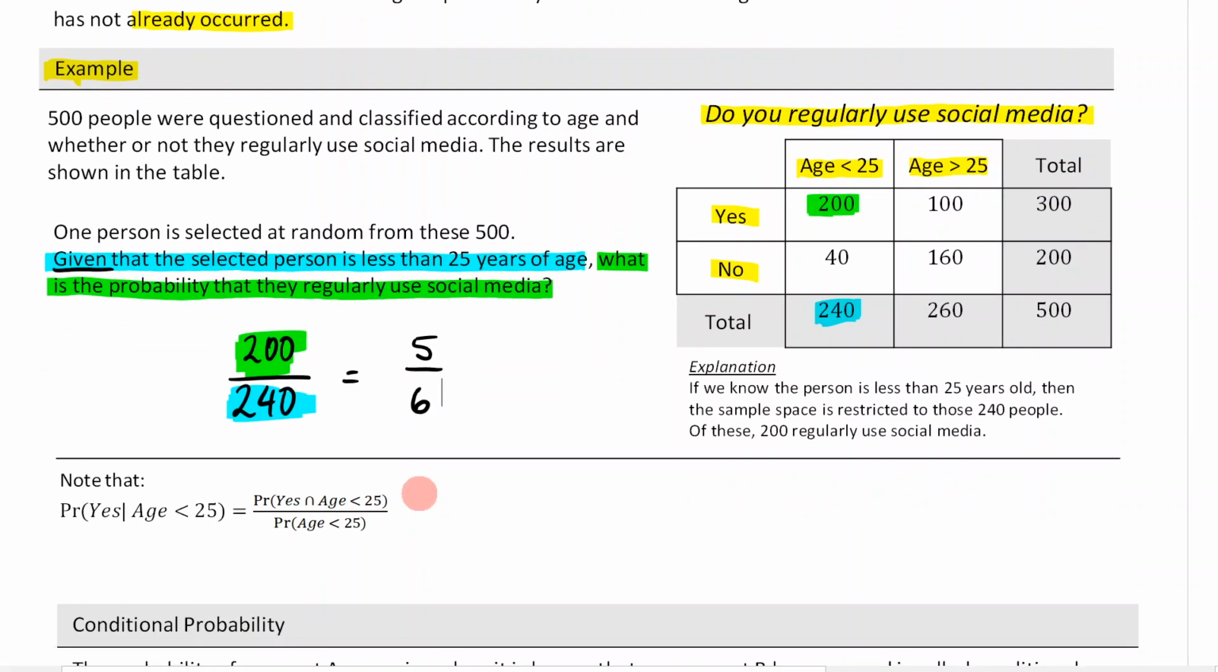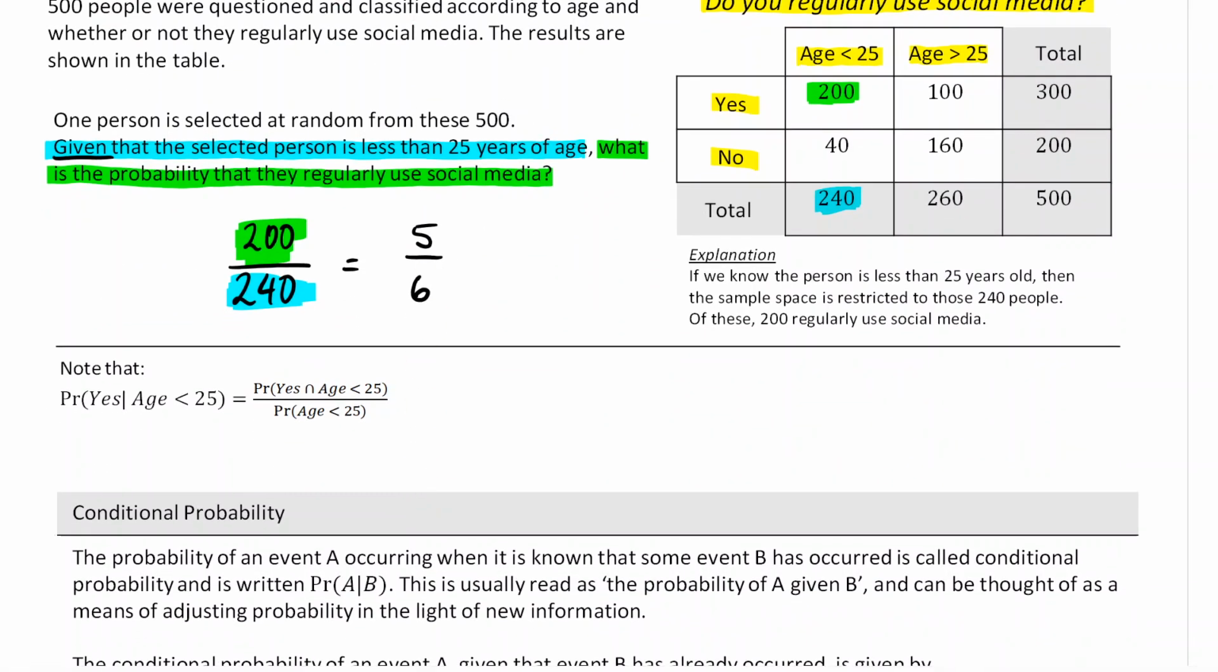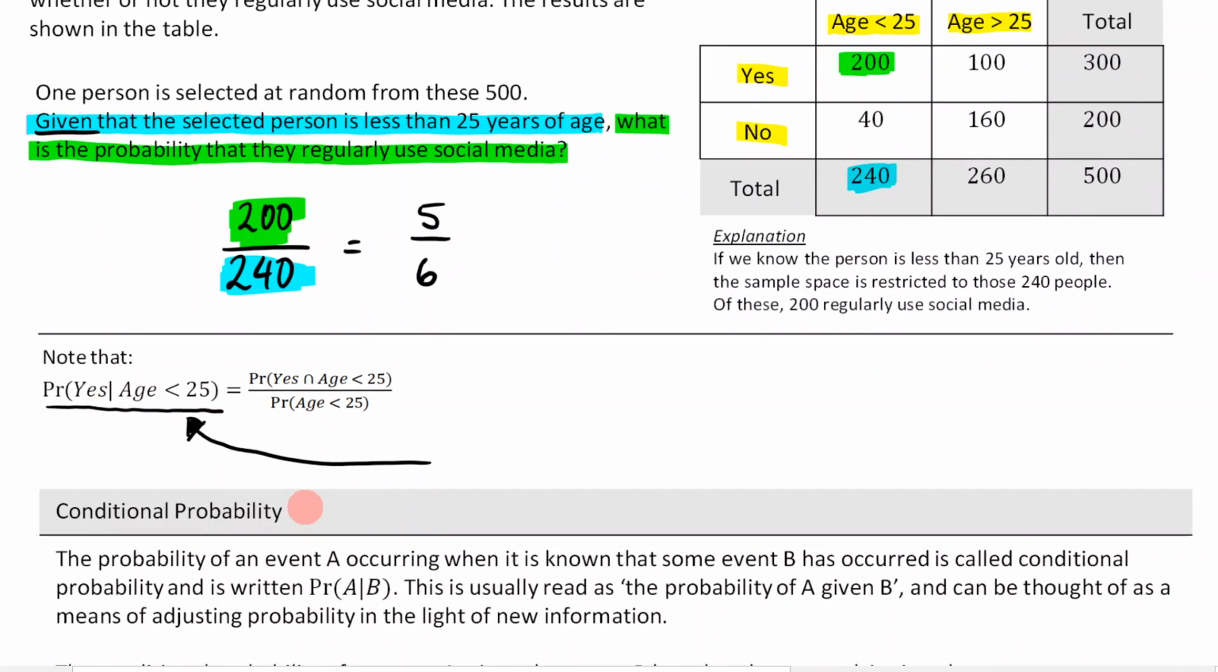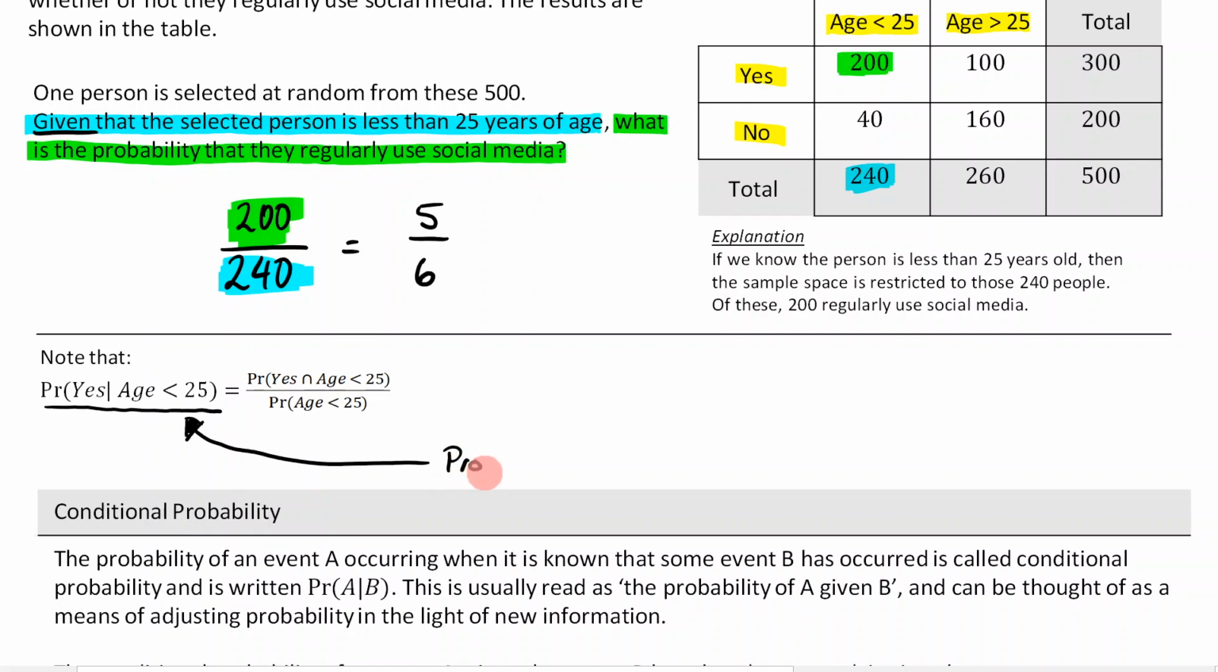The way that we like to write this down now is, as you can see here, the probability of you saying yes, given you're under the age of 25. So let's write down in words what this notation means, because we're going to be using this notation a lot. This notation means the probability of yes given you're under 25. This line here means given. So the probability of yes given you're under 25 years of age.